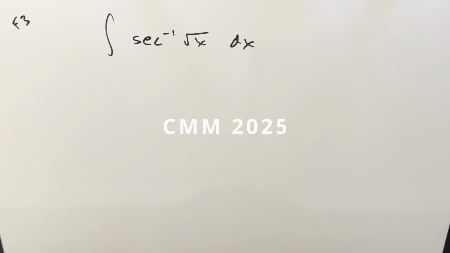Okay, we have here another integral from the Caltech Math Meet Finals number 3. We have the integral of inverse secant square root of x dx. And I've already done another video on this. What we did was integration by parts, and this one we can do a u sub.